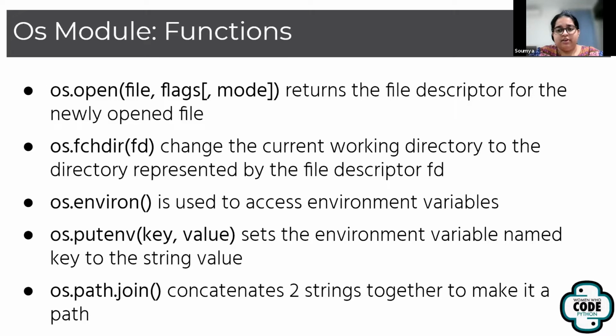We also have os.environ, which is used to access the environment variables. A huge list of environment variables is returned through that. You also have putenv, which sets the environment variable named key to the value string. It's kind of like setting the path for a particular variable. And you also have os.path.join, which concatenates two strings together to make a path. Then you can probably use os.open to open that path.